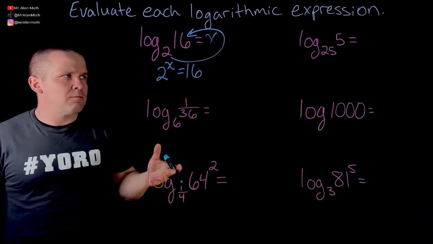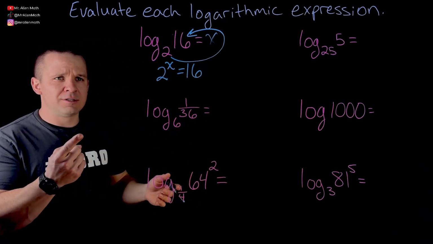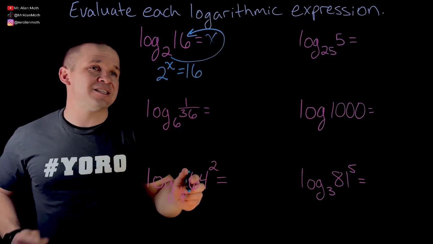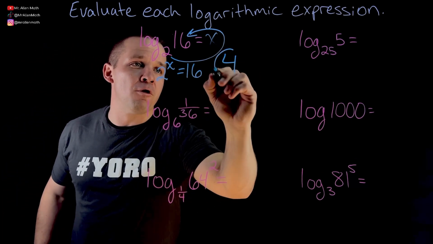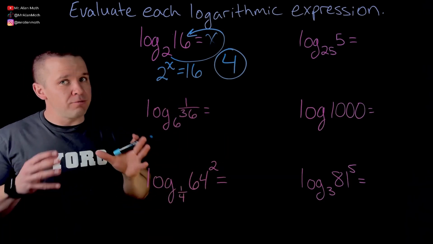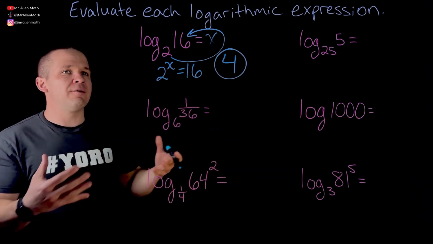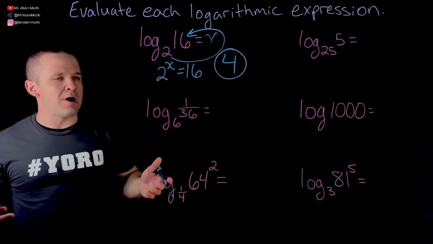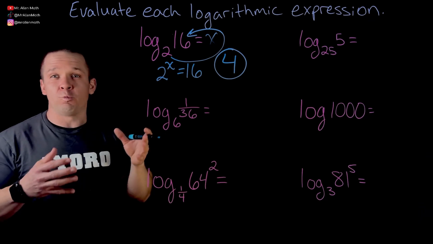So any idea here? Well, let's count our fingers. 2 times 2 is 4, times 2 is 8, times 2 is 16. So this one's going to be 4 for our final answer there. 2 to the 4th power is 16. Now as you move through these, you want to have a goal of being able to evaluate this without having to rewrite it in exponential form. But for starters, I think it really helps to do that to get a visual of what's going on.